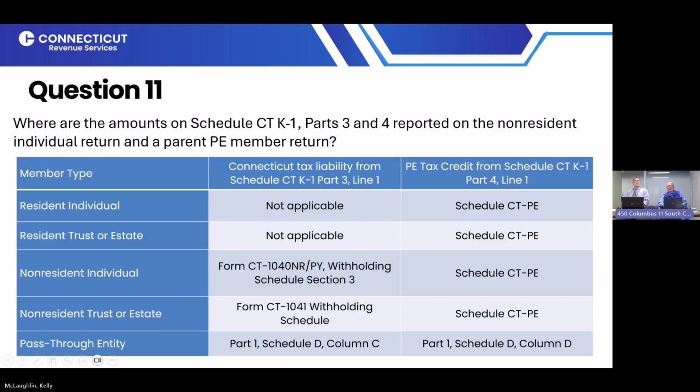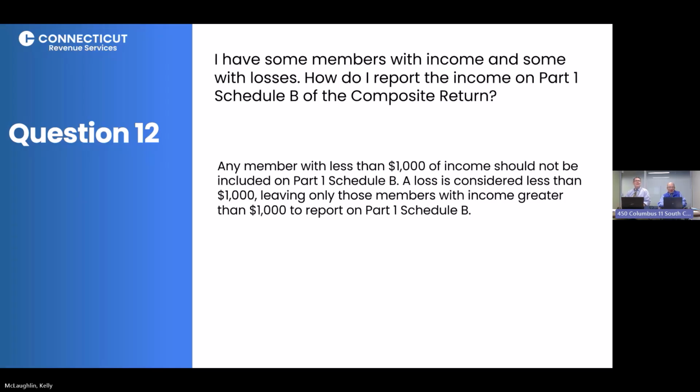All right, very good. Let's bring up question number 12, shall we? Here we go. I'm going to read from my cue cards on this one. I have some members with income and some with losses. How do I report the income on Part 1, Schedule B?